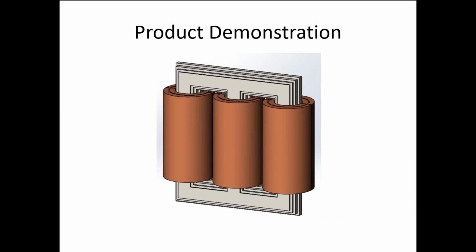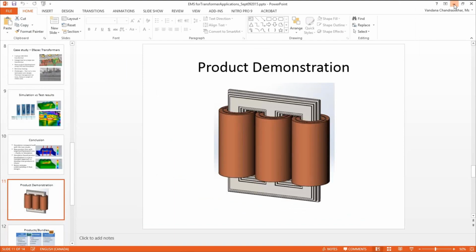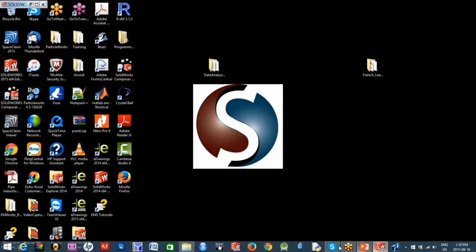Now I'm going to take some time and go over the product demonstration so that we can quickly see the philosophy of CAD embedded simulation inside SolidWorks and EMS. I'm just going to take an example of a very simple 3-phase transformer here. We have a core which is a laminated core, and we want to understand what the losses in the core are when the transformer is under an open circuit type of condition. Okay, so I'm going to go ahead and share my SolidWorks with you.